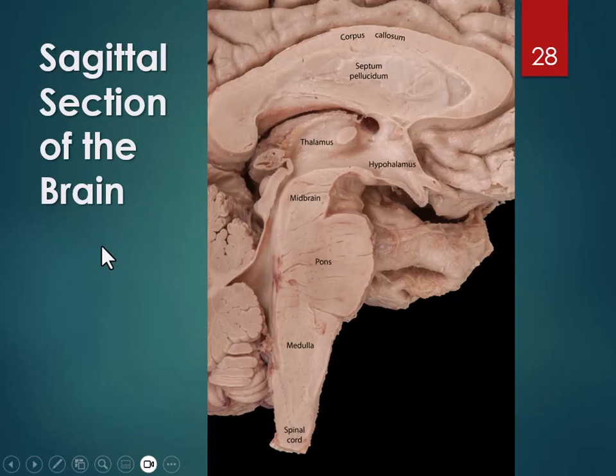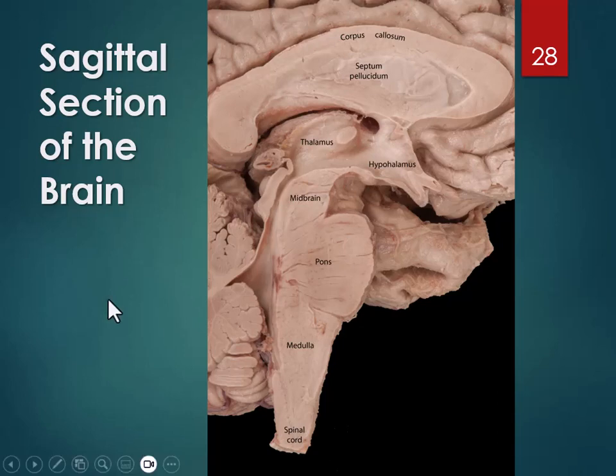Here's a sagittal section of a human cadaver brain, and the parts are labeled here so you can see the thalamus, the hypothalamus, the midbrain, pons, the medulla oblongata. You can see the corpus callosum there. Connecting up above would be the cerebrum, and in this section right here you can see part of the cerebellum. Kind of a cool brain. Somebody did a really nice job dissecting that one.